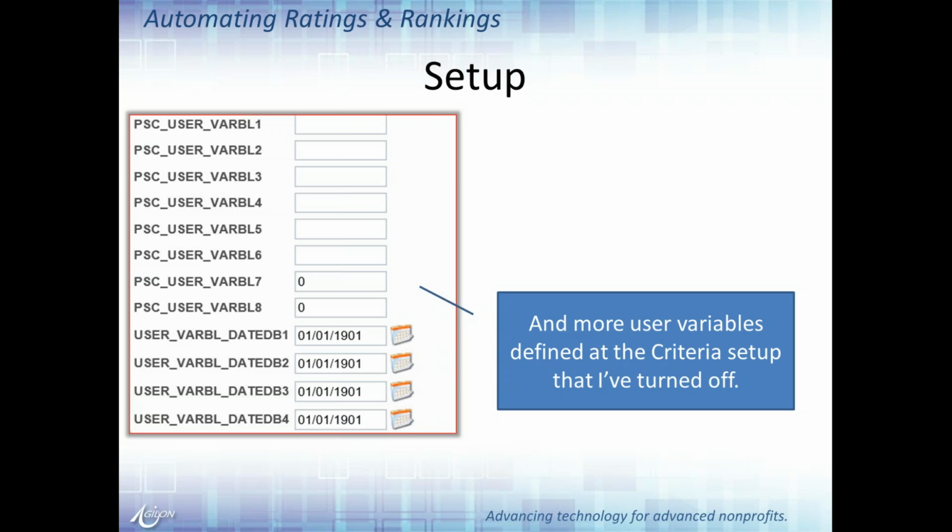There are user variable fields available in the category setup, and there are 8 category variable fields plus 4 category date fields that can be enabled, and they're not turned on for our example.